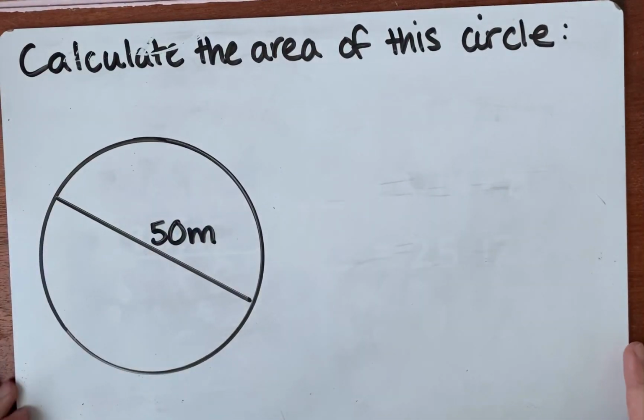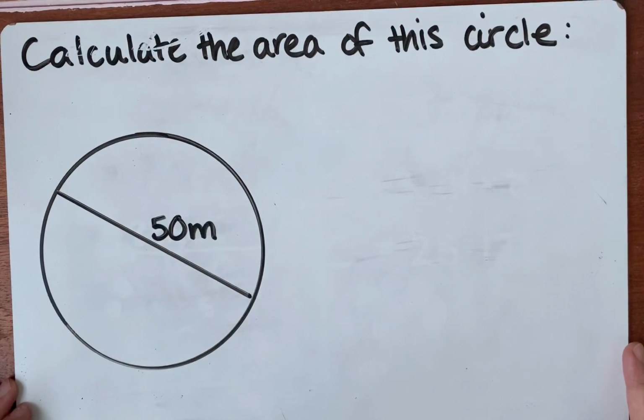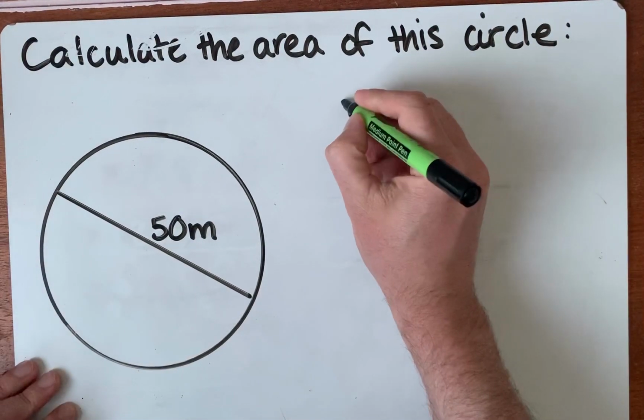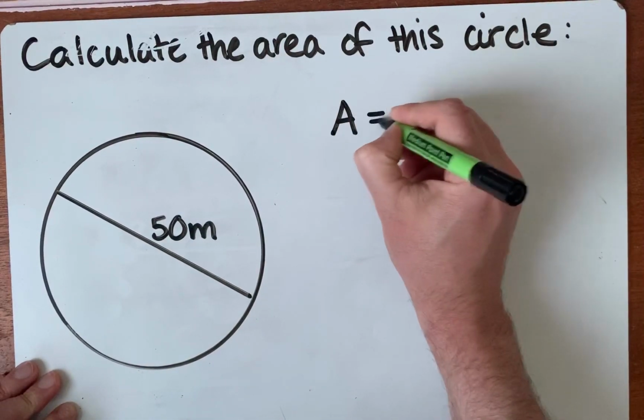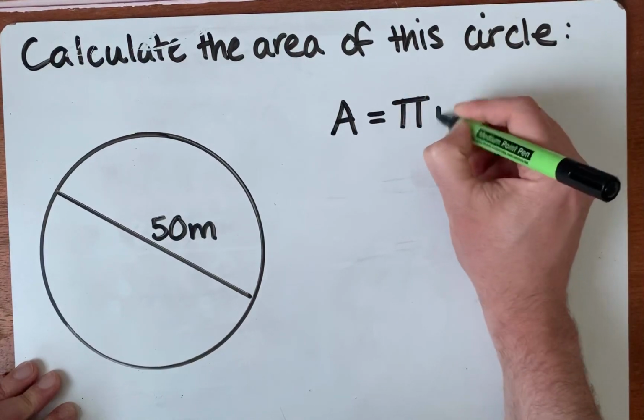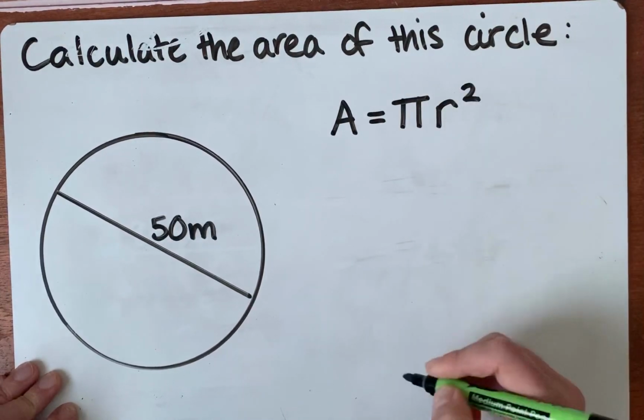Okay, a second, more complicated example. So we want to try and find the area of this circle. We're finding area, so we're going to use our same formula as before. The area equals pi multiplied by the radius squared.